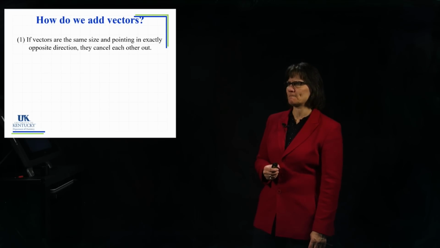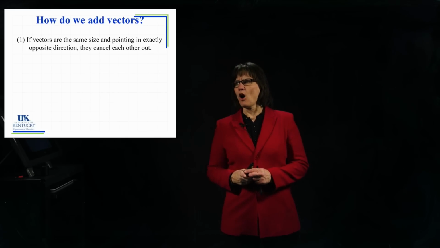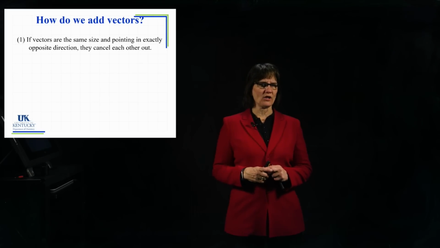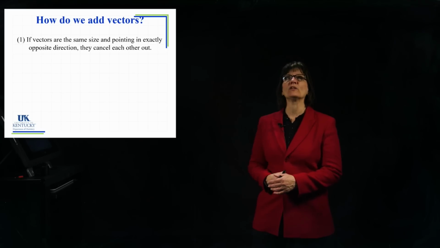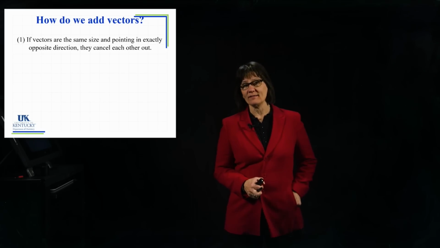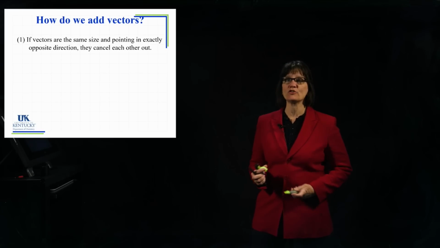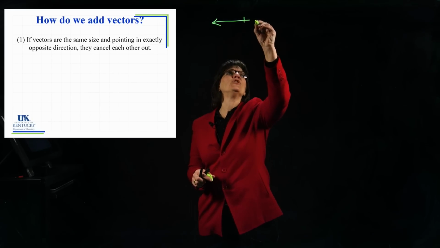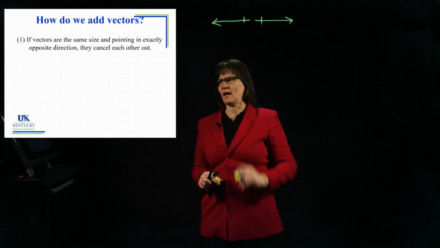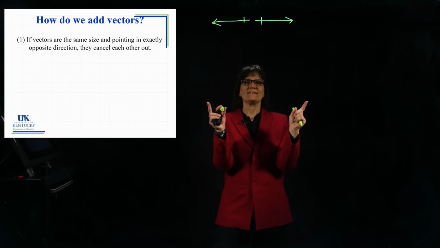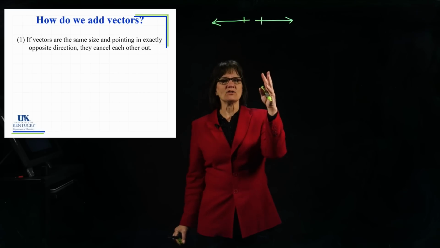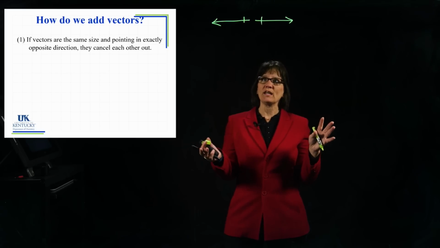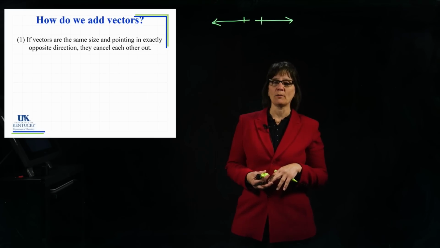Okay, so how do we add vectors? First of all, if vectors are the same size, and they're pointing in exactly opposite directions, then they will cancel each other out. Now, when I say they're pointing in exactly opposite directions, I want you to understand what I mean. Okay, so the same size. We're going to pretend like these two arrows that I'm drawing are exactly the same size. The best I could do. Okay, they're pointing in exactly opposite directions. They will cancel each other out, and if those were the only two vectors in my molecule, then they would cancel each other out, and the molecule would be nonpolar.